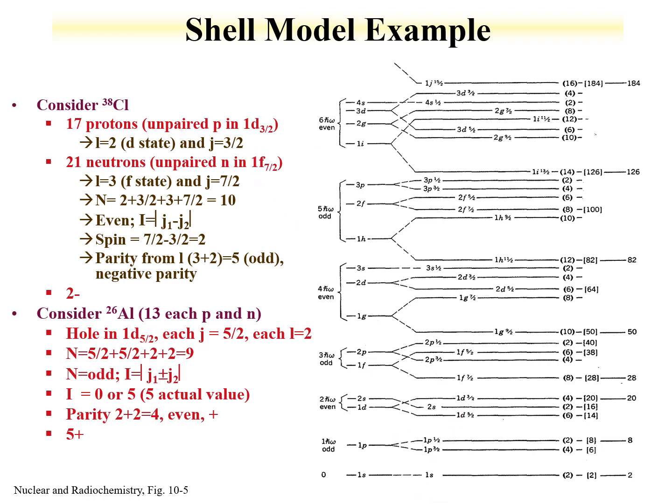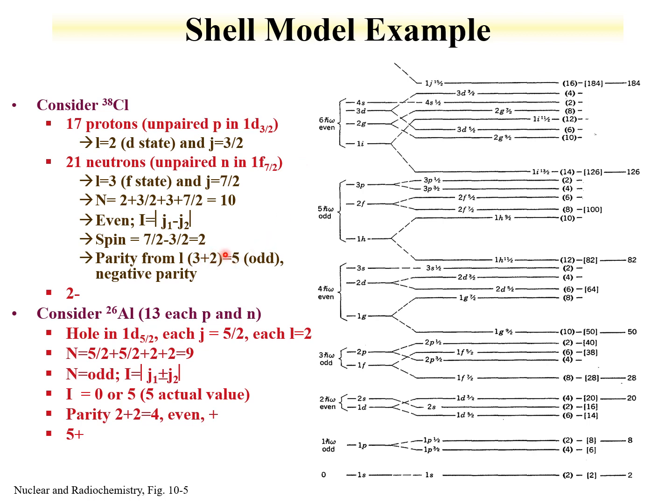The 21st neutron, there's 20, 21, is here in the 1f 7/2 state. So L is 3 for the F state, J is 7/2. So the Nordheim number is just 2 plus 2 plus 3/2 plus 3 plus 7/2. That's equal to 10. That's an even number, so the spin is just going to be the absolute value of the difference between 7/2 and 3/2.